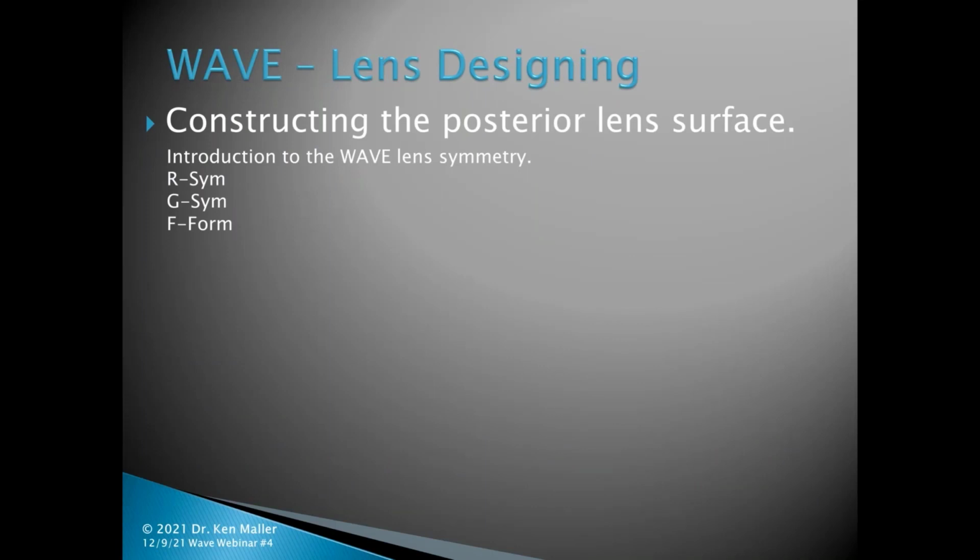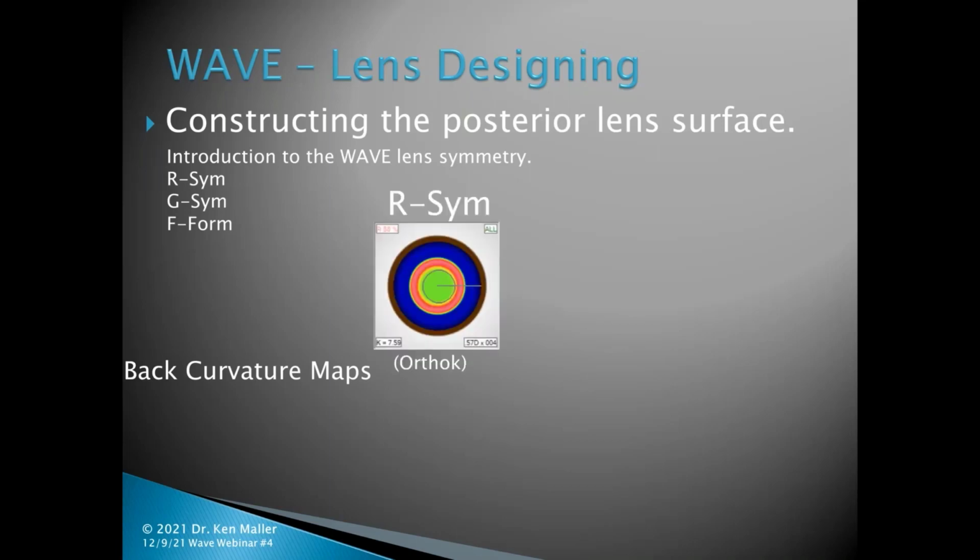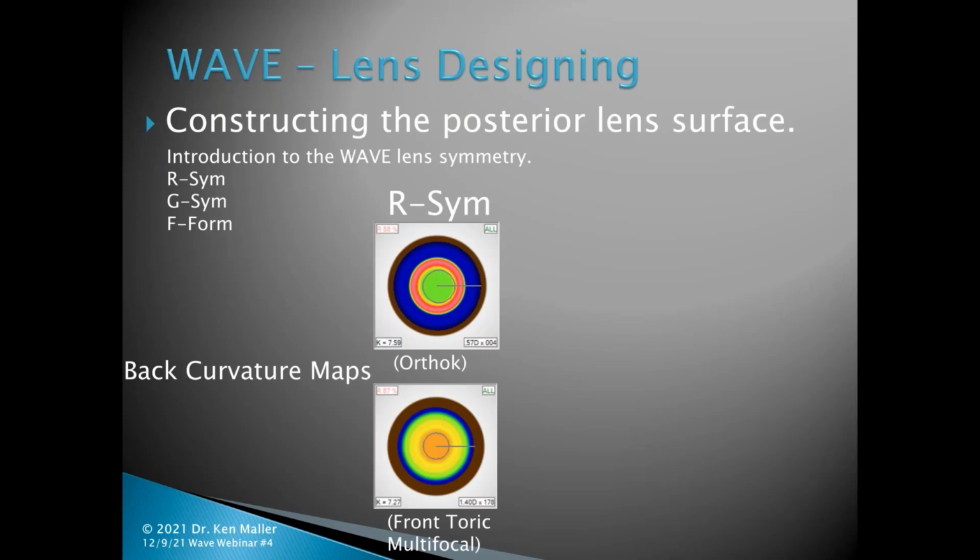When we're doing that, first we have to get an introduction into R-Sym, G-Sym, and freeform and what they actually are. I did a little bit of this last time, so these pictures would look familiar. The posterior lens surface is all about the back curvature maps being displayed in WAVE. These are R-Sym maps and R-Sym lenses, and we're seeing a map displayed on the WAVE screen. I've taken this out of the WAVE screen so we can concentrate on just these pictures. The upper picture is an ortho-K lens in R-Sym, and the bottom lens is a front toric multifocal in R-Sym.